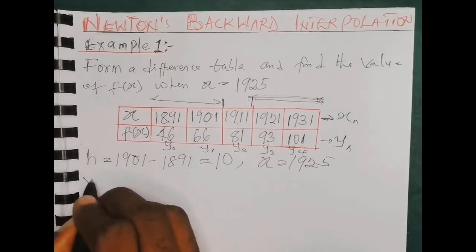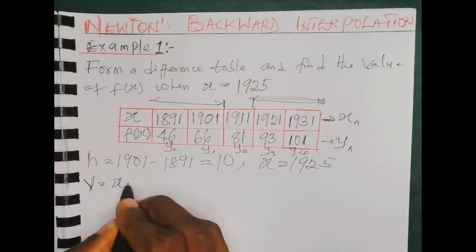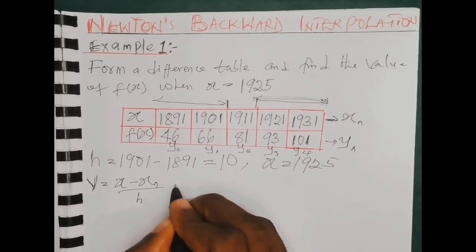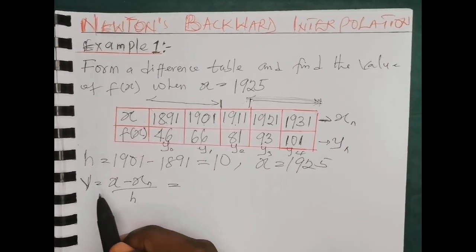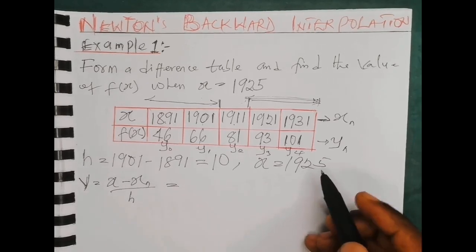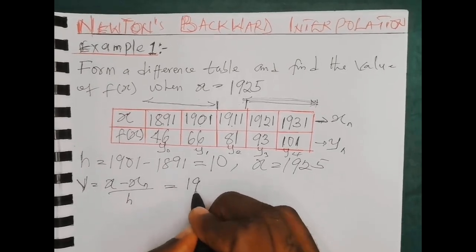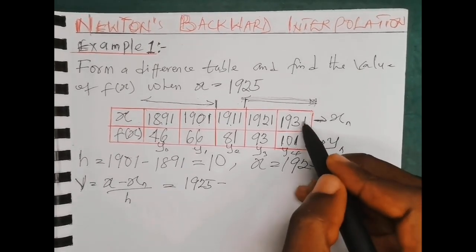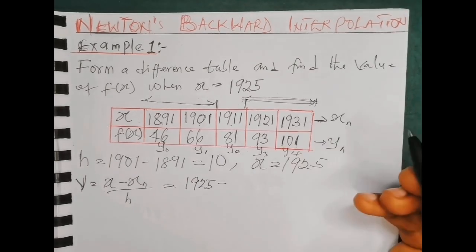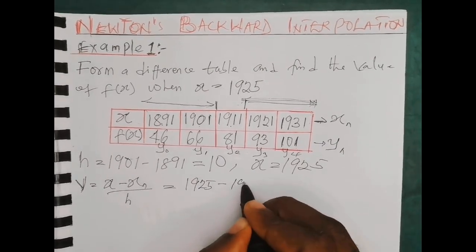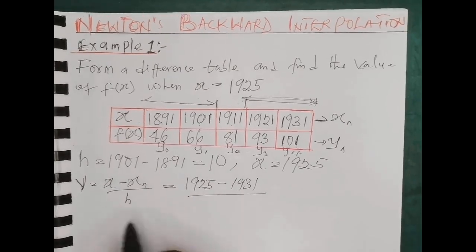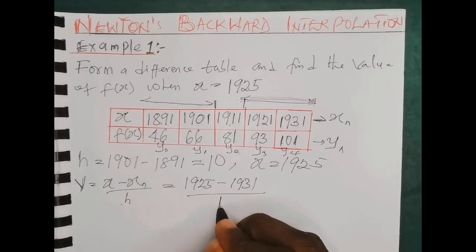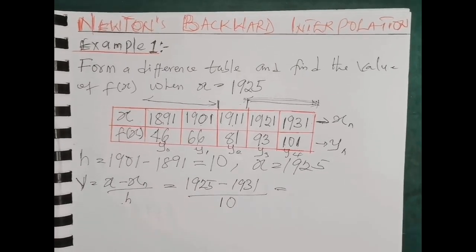So you recall v is equal to (x minus xn) all over h. Where x is the value to be interpolated, which is 1925. So you have 1925 minus xn, which simply stands for the last value of x on the table, which is 1931. So minus 1931 divided by h. H is the interval obtained here as 10. So divide by 10.